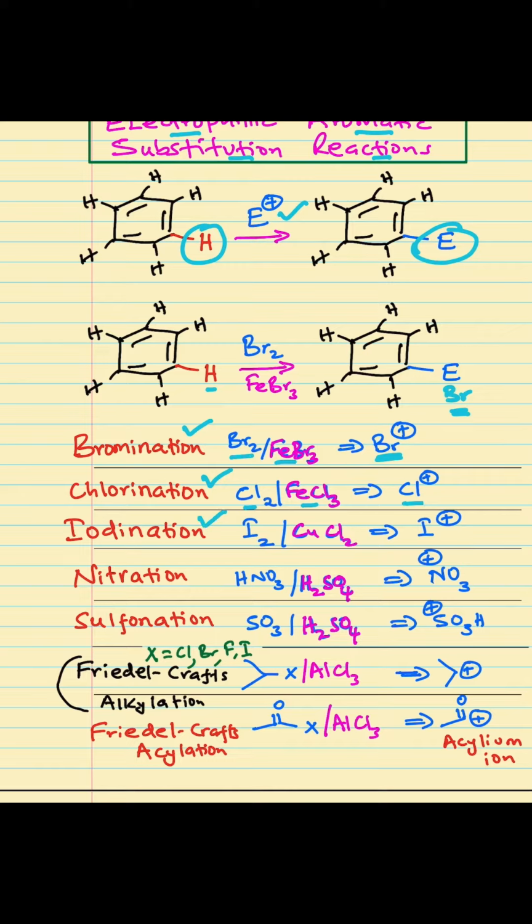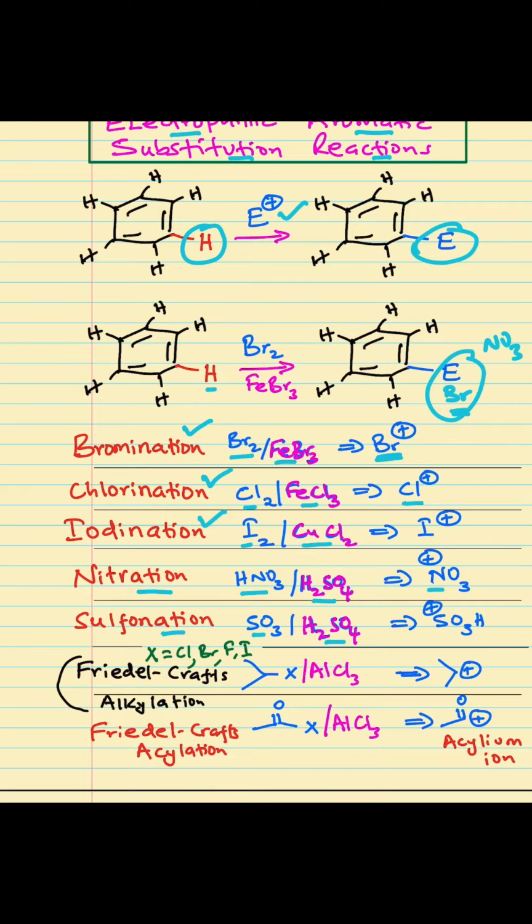Next is iodination, which uses I2 and CuCl2. Nitration uses nitric acid and sulfuric acid, and that gives an NO2+ electrophile, which will then replace the E with NO2. Next is the sulfonation reaction, where you use SO3 and sulfuric acid.